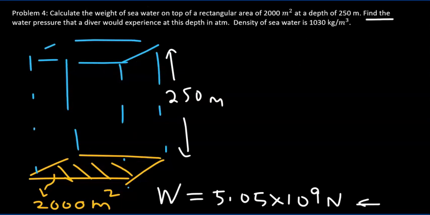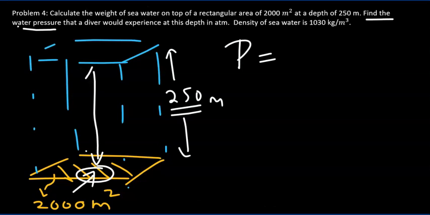Next, find the water pressure that a diver would experience at this depth. So assume that the diver is at that depth. What is the entire pressure that is acting on that person? The pressure due to that water column, that is. And that's given by the density of seawater, gravitational acceleration times the entire height of 250 meters.